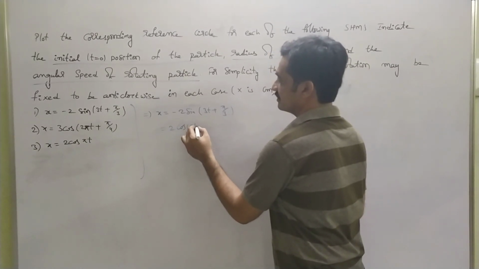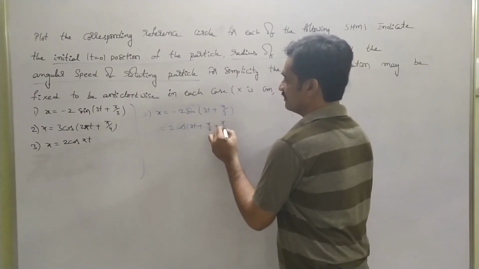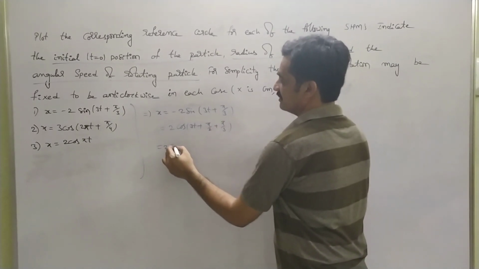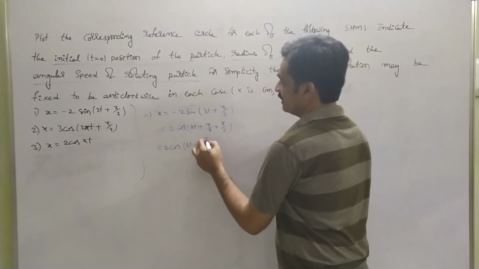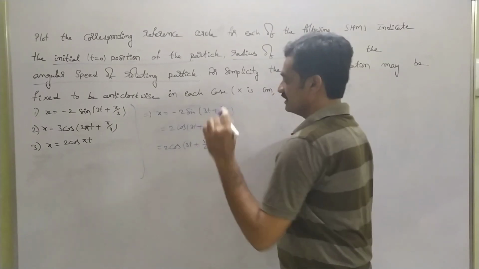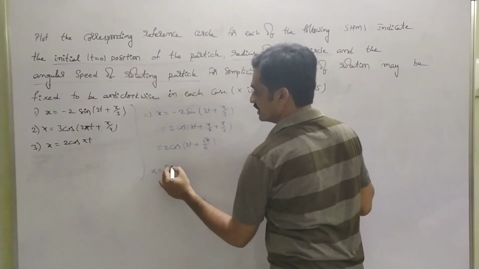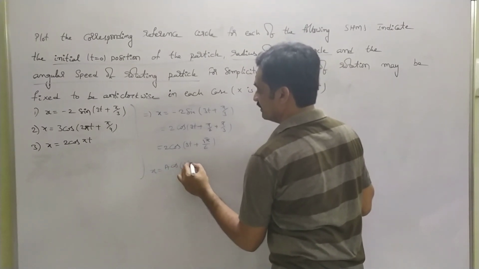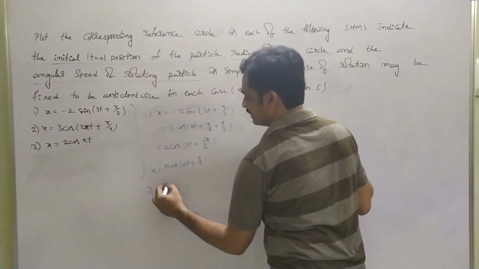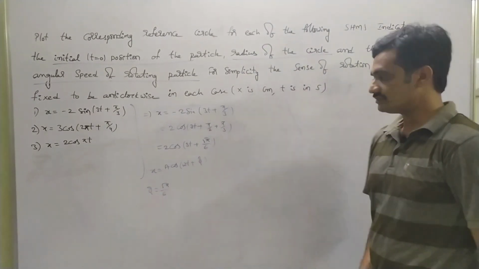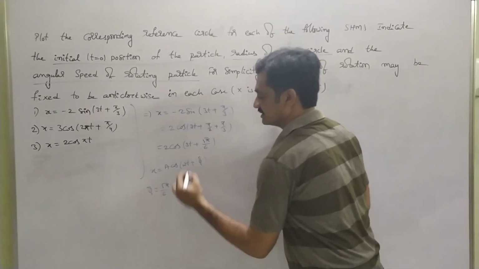Based on that, I represent it as 3t plus pi by 2 plus pi by 3. So this equation can be represented as 2 cos of 3t plus something. As we do the LCM, here we have 5 pi by 6. When we compare this equation with x equals a cos (omega t plus phi), phi is equal to 5 pi by 6, nothing but an angle of 150 degrees.